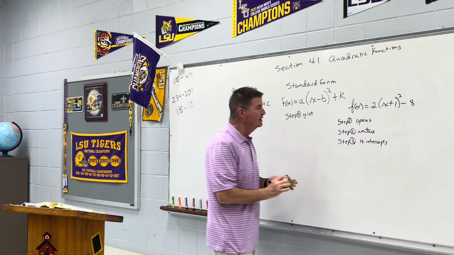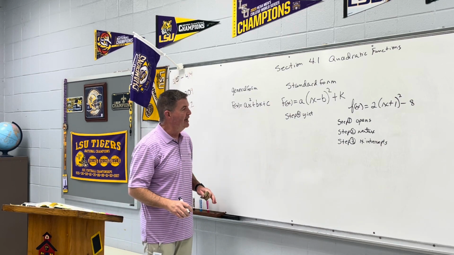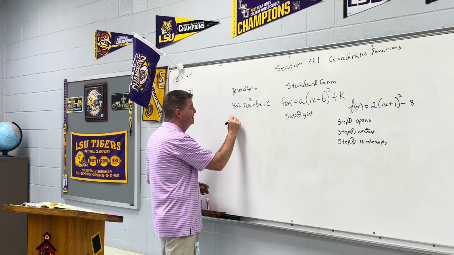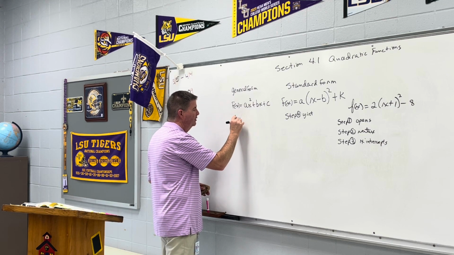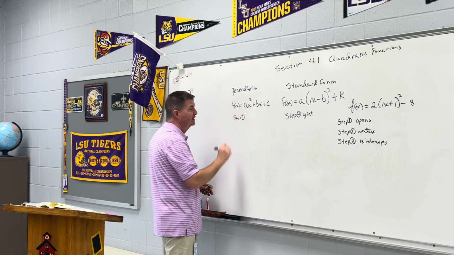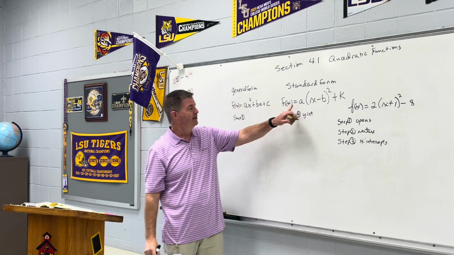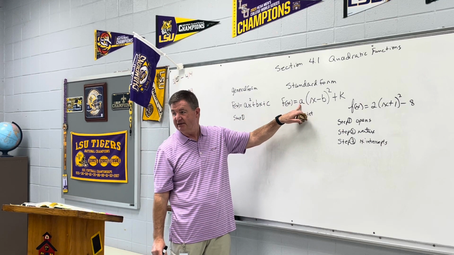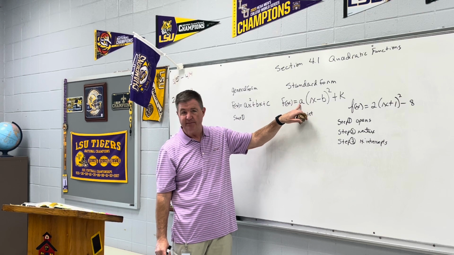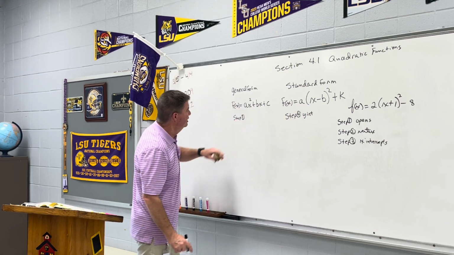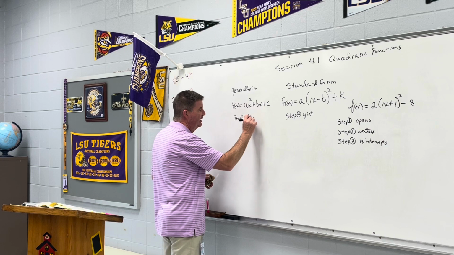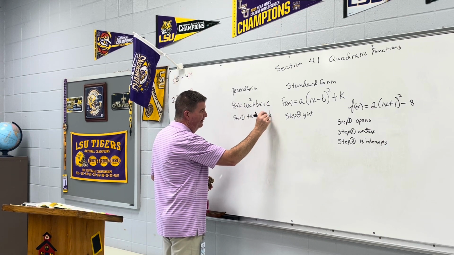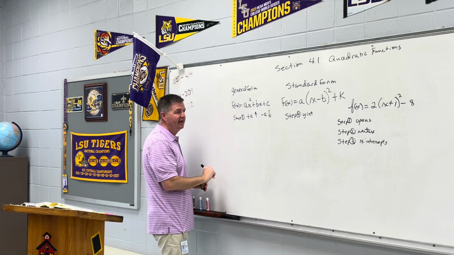So let's look at the differences in what we have here. In a general form, we also need to know which way it opens. And just like in the standard form, we look at the letter A, and if A is positive, it opens up, and if A is negative, it opens down. Same thing happens for the general form. Positive A opens up, and negative A opens down. Same exact thing. We look at the A, the first letter.